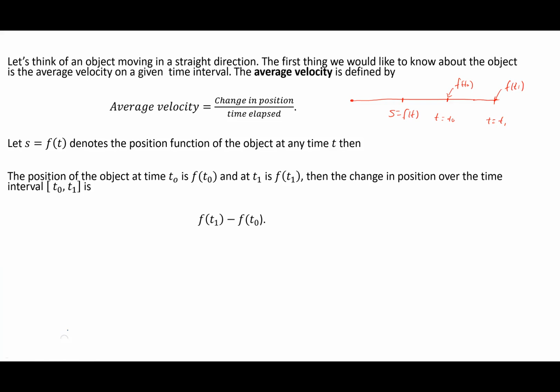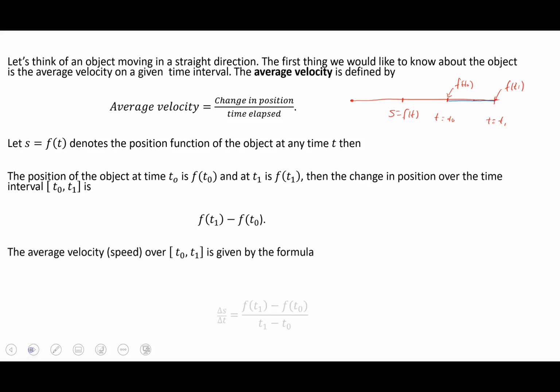So this is the change in position. So the average velocity or the average speed is given by the formula f of t1 minus f of t0 divided by t1 minus t0. It's denoted by delta s over delta t because it's the average velocity, and that's the change in position divided by the change in time.